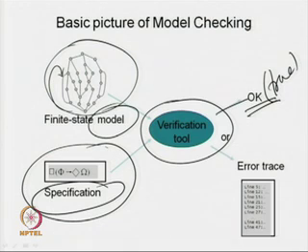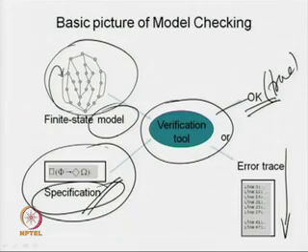But if it is not true, say you have come up with a design and you are trying to check whether this particular specification is true or not. The verification tool tries to check all possible combinations and finds that this specification is not true. Then my verification tool will not simply say that it is false. Along with that, it will give me some information, which is basically the error trace.